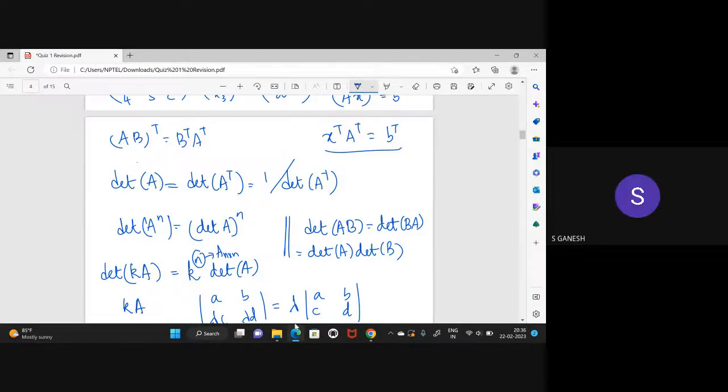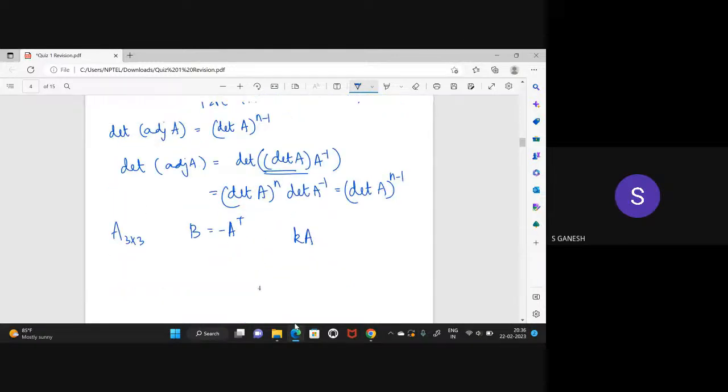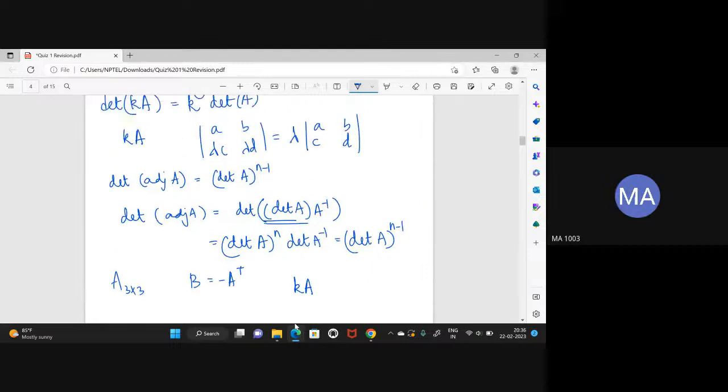Ma'am, how is determinant of A equal to determinant of A to the power n? From here you're asking. Determinant of A into A inverse, we have determinant of AB, so determinant of A into determinant of B. No. This is the K. This is not AB. Determinant of A is a number. It's not a matrix. So this is K power n times determinant of A inverse.